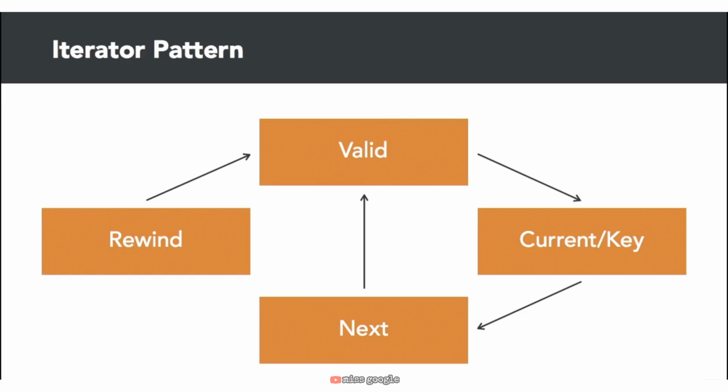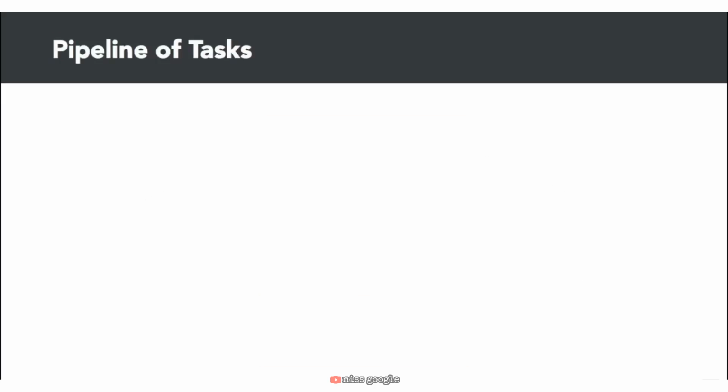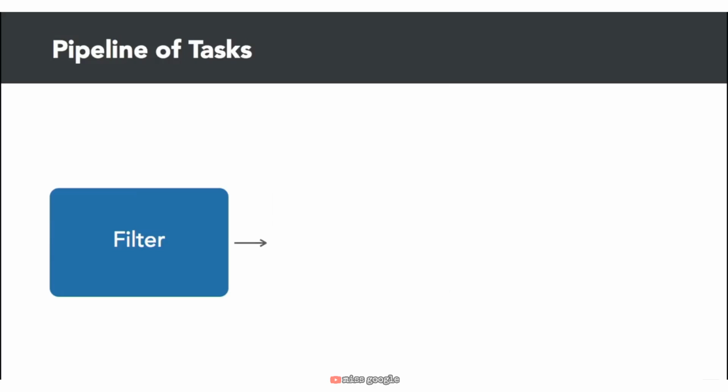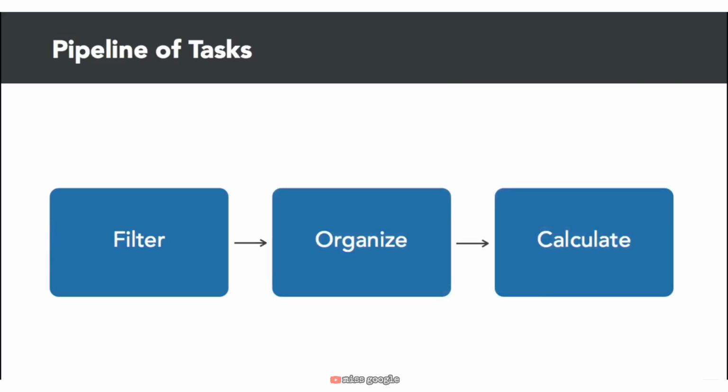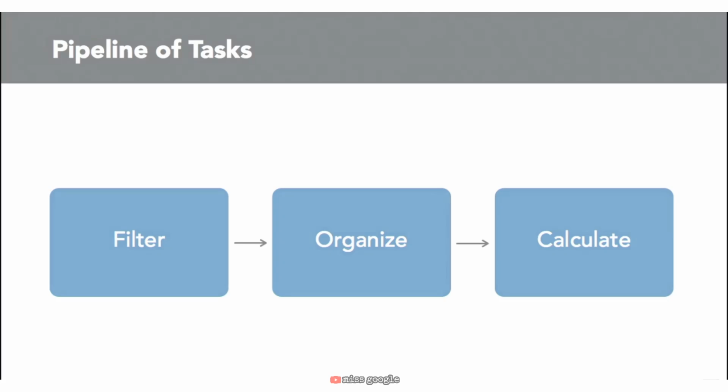So let's review our concept of an iterator. An iterator is a class that gives us the ability to loop over a collection of stuff, and it gives us the ability to build a pipeline of tasks. We can build an iterator that does some filtering, another one that does some organization, and another one that does some calculation. These iterators can then be stacked to loop over a collection of objects and the data that those objects have to filter, organize, and then calculate, all in a very nice pipeline.